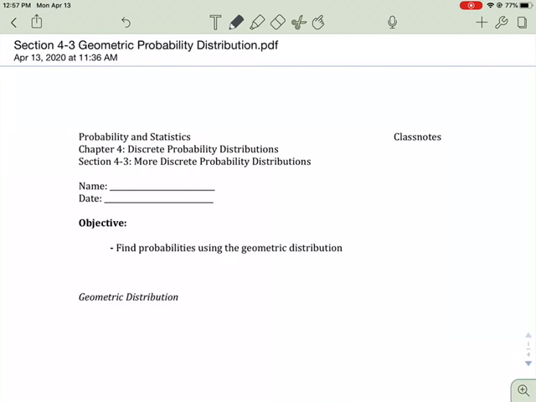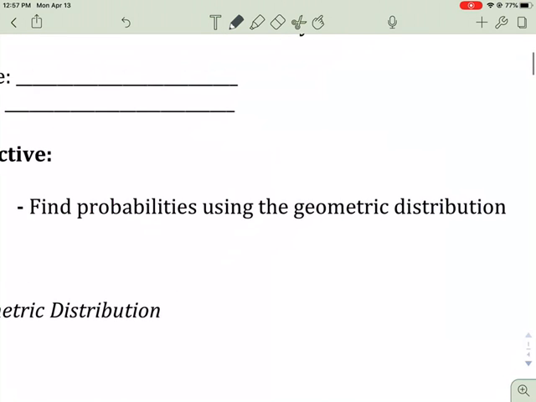Hi everyone. Today we're going to look at what is called a geometric distribution. It is in our group of discrete probability distributions. And this time we're not looking at success and failure in a set number of trials. We're looking at when our first success occurs. So it's about the probability of when our first success occurs.